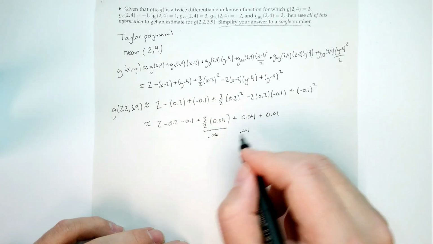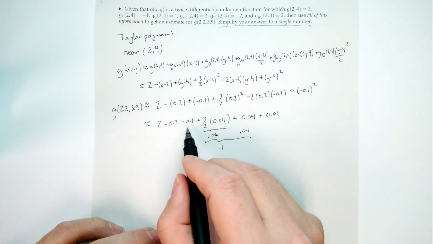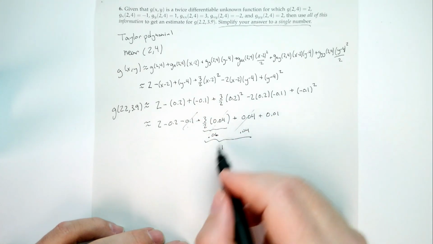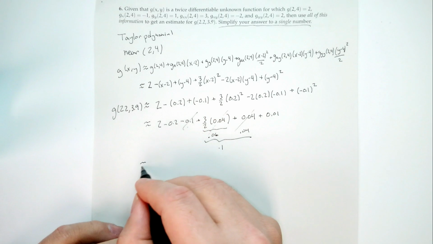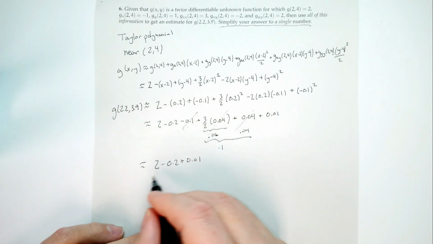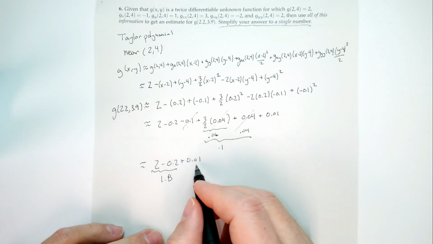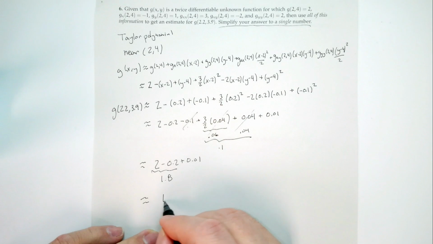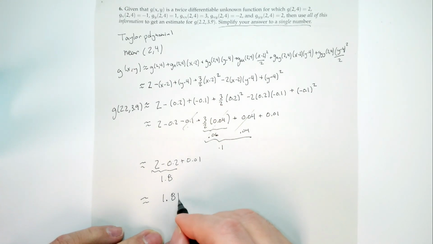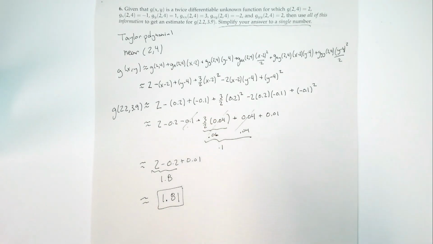Here is 0.04. If you put these together, you get 0.1. But notice here we have a minus 0.1, so we can actually cancel those off. So we get 2 minus 0.2 plus 0.01. Well, 2 minus 0.2 is 1.8. And if you add a 0.01, 1.81. And that's it. That's the answer. That's a single number, and that's a good estimate.